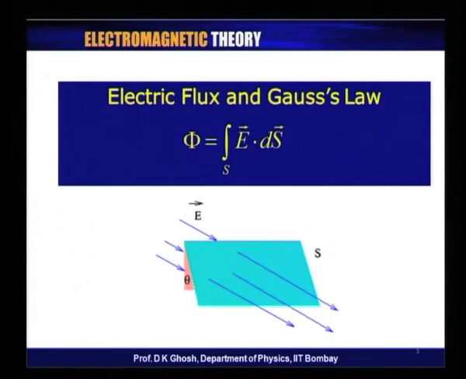But before we do that, let us introduce the concept of a flux. The flux essentially comes in the same way as when, for example, you have flowing water. When flowing water passes through a surface, the amount of flow that goes out of that surface depends not only upon the velocity of the flow, but also upon both the area and the orientation of the area to the direction of the velocity. Now, exactly the same way we define the flux of an electric field.